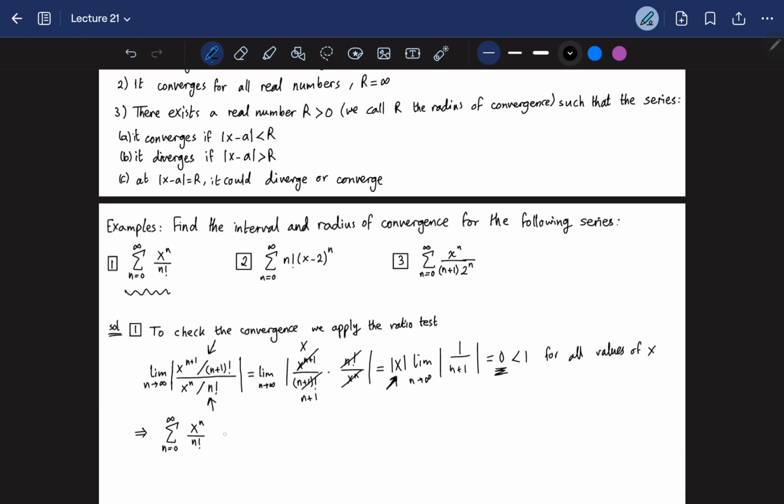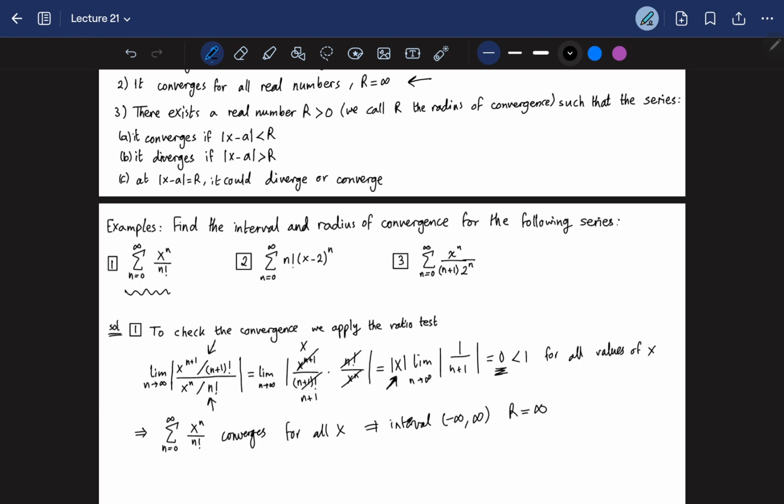So here, this series converges for all x. Then the interval of convergence is going to be all values of x, which is from negative infinity to infinity. And like in case 3, when it converges for all real numbers, the radius of convergence is infinity.